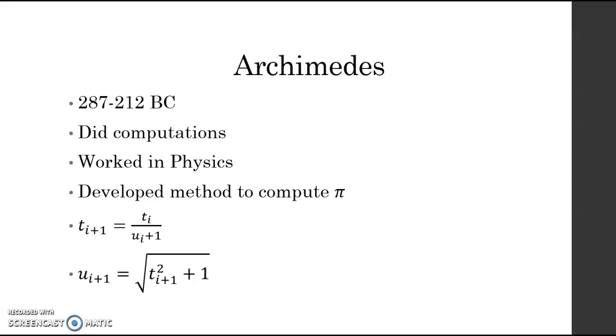Okay, so now we'll be dealing with Archimedes. He was from 287 to 212 BC. He did computations, so he dealt with actual numbers in math, which is somewhat different from Euclid. He also worked in physics. Another interesting thing was he actually developed a method to compute pi. Below here it shows the formula for it. As you go further down, computing it and doing more calculations, you actually get a closer approximation for pi.